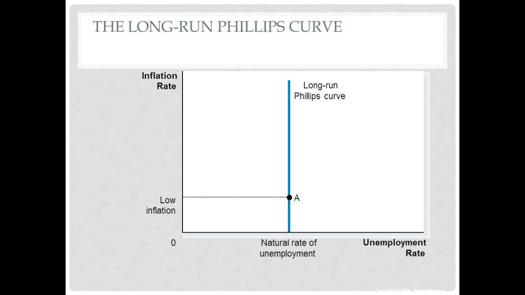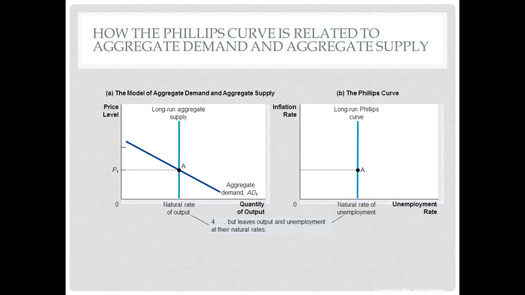Again, what does it tell us? If we have low inflation and inflation rises, it has no impact on unemployment. We've moved from A to B, inflation has risen, but unemployment has not changed, or the natural rate has not changed. Now, why does that make some sense?